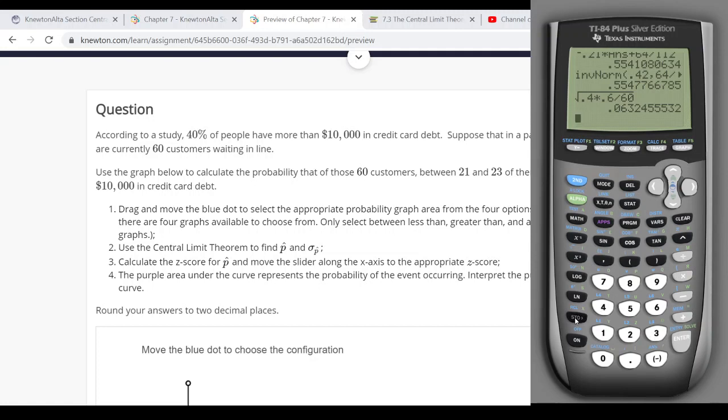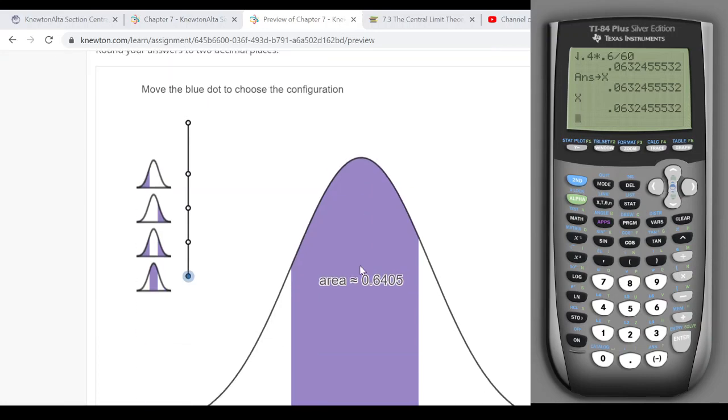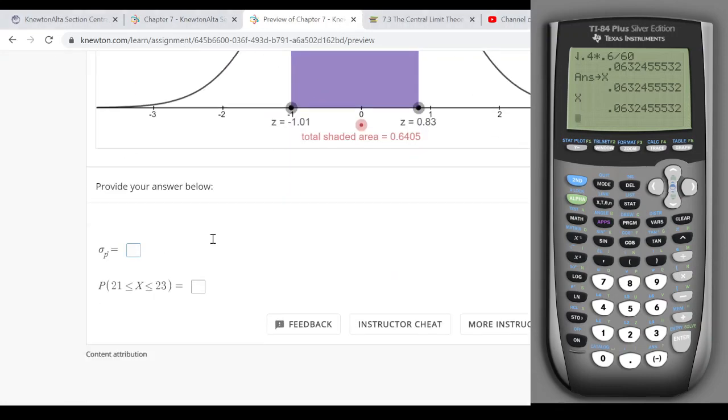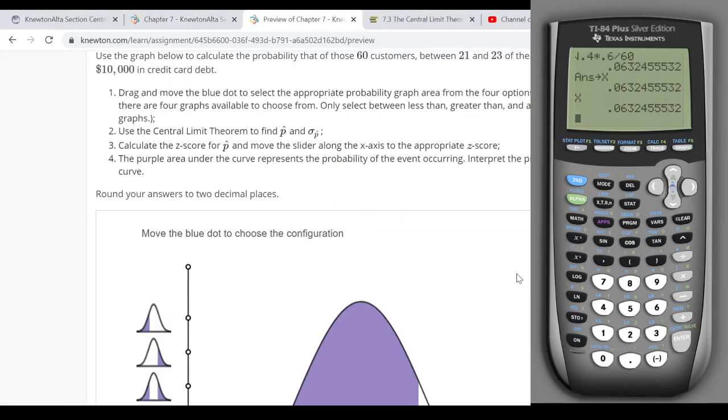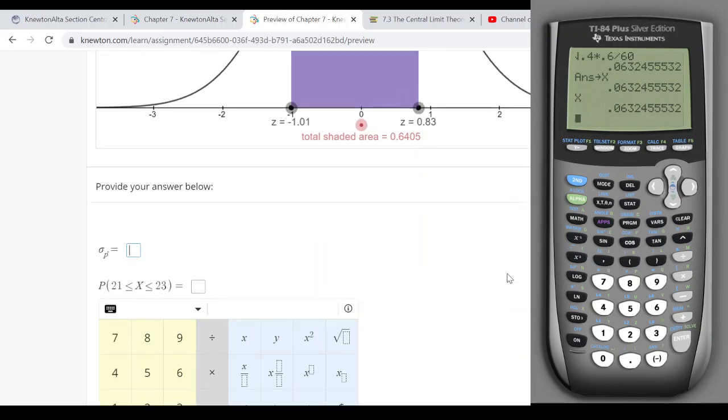Again, I'm going to store this as x, right? So every time I use the letter x now in my calculation screen, it's going to be that 0.06 above that. Okay, so I'll enter that, and we got the standard deviation of the p hats. To how many decimal places do they want? 2. All right, round your answers to 2 decimal places. So 0.06 for this standard deviation.